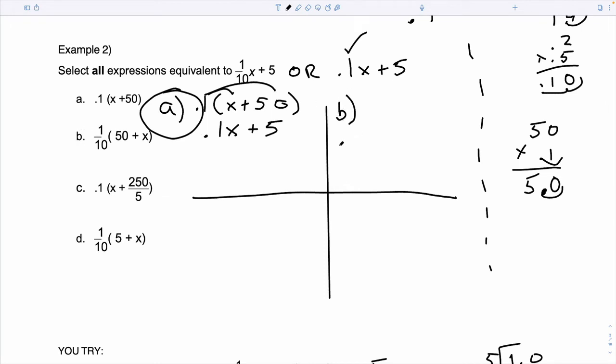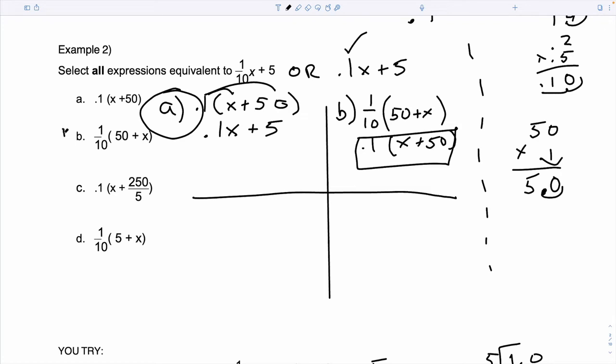Let's look at 1/10. Without doing any work, could I possibly just circle B? Yeah. How do you know, Abe? Tell me more. Because 1/10 equals 0.1. So it's the same. It's exactly the same. The only thing that's different is the 50 and the x. But remember, you can flip-flop these if they have the same sign in front. That works. Check it off and circle it. So far, A works, B works.